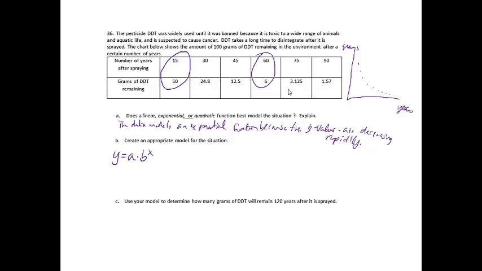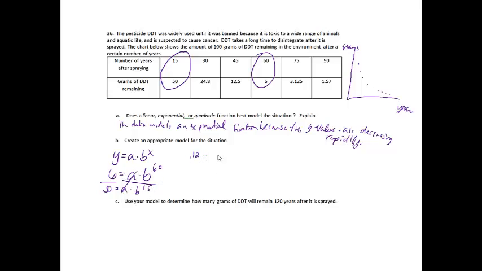So I like to start with the second point first. It's a little bit easier, so I'm going to have 6 equals a times b to the 60, and then my second equation is going to be 50 equals a times b to the 15, and then remember in this step we're actually going to divide. So 6 divided by 50 will give me 0.12, and then the a's cancel out.